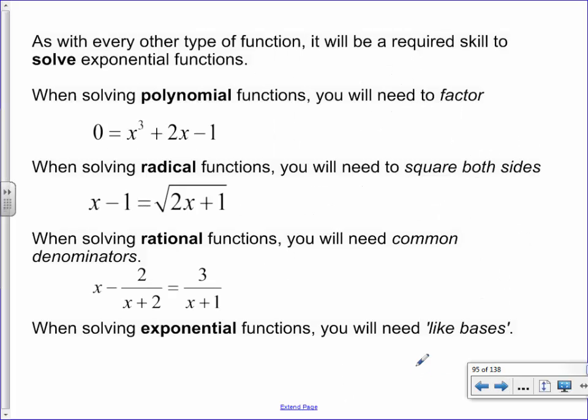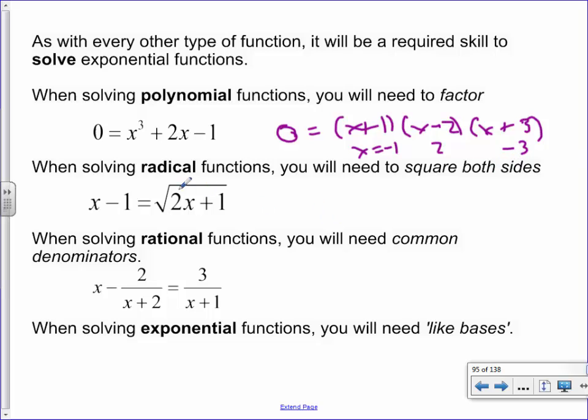Okay, so just a quick slide here about solving. When you solve polynomial functions, which is kind of where we started, the basic premise is you want to factor. So I don't know what the factors of this are, but typically you're going to get, I don't know, x plus 1, x minus 2, x plus 3. And that means here x is going to be negative 1, it's going to be 2, it's going to be negative 3. Does that make sense? That's kind of how you solve a polynomial.